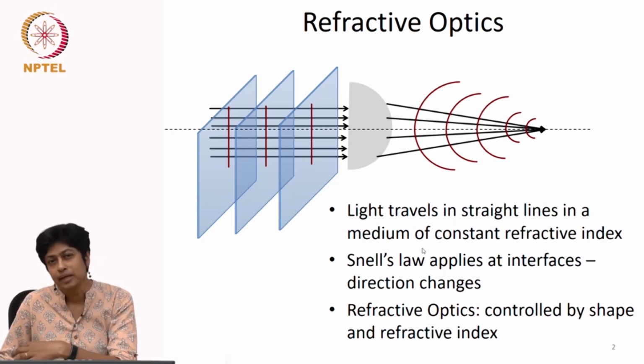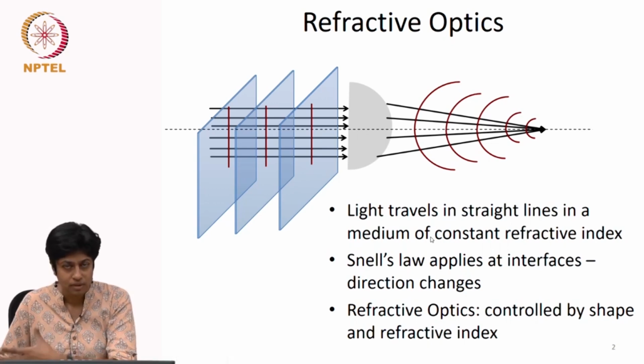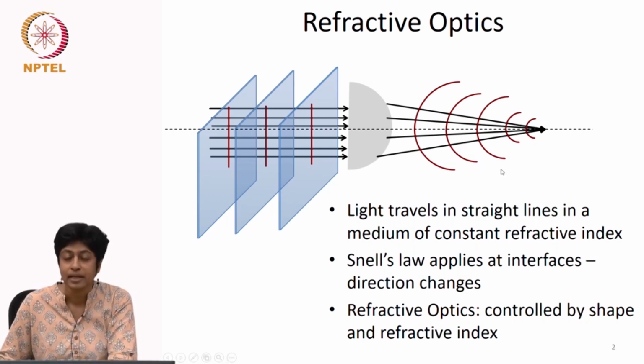What did we look at right at the beginning of the course? We said light travels in straight lines, and you can use a material like glass shaped in a certain way to change that direction. And we saw that Snell's law is what we applied whenever there was an interface. And by shaping the material correctly, we could get the required change. Okay?